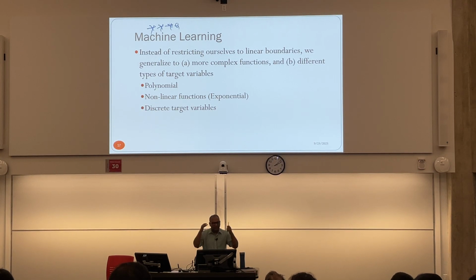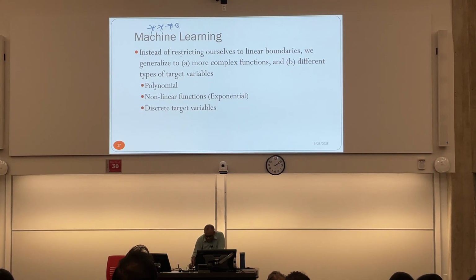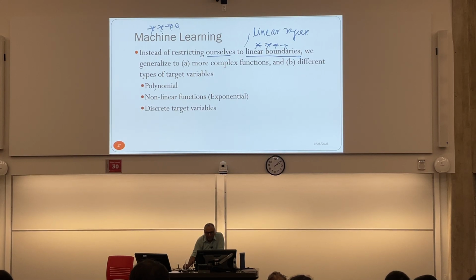But machine learning has a lot of other models as well. So what we have here, now, instead of restricting ourselves to linear boundaries, well, we did not do any boundary kind of thing. I should say line fitting or linear regression. Let me read it first and then I'll tell you why I wrote linear regression. Instead of restricting ourselves to linear boundaries, we generalize to more complex functions and different types of target variables.